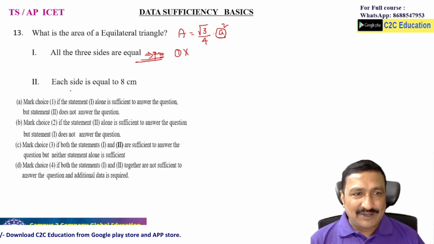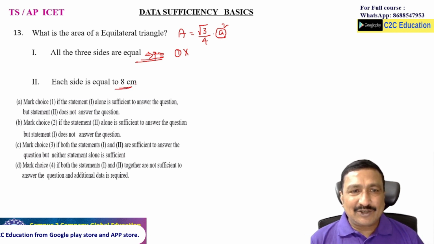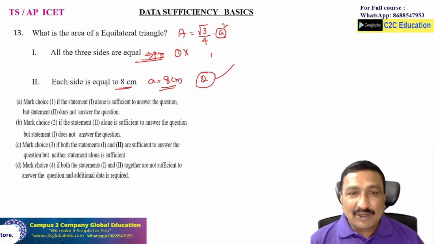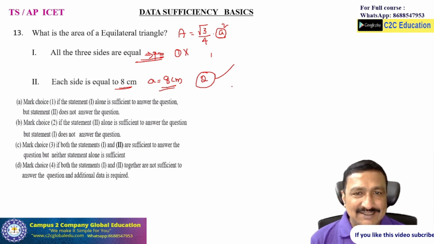And look at the second statement. Each side is equal to 8 centimeters. So this is our required information. Each side is equal to 8 centimeters means a is equal to 8 centimeters. If you substitute it here, you will get the answer. So the answer is the second option. But here we don't ask, sir, we don't know the formula, how can I find it? If you don't know the formula, that is your problem. Area of equilateral triangle is root 3 by 4 into a square. It is a universal statement. So we have to know all the mensuration formulas. Right, friends? So in this case, the answer is the second statement. We can find the answer by using the second one.